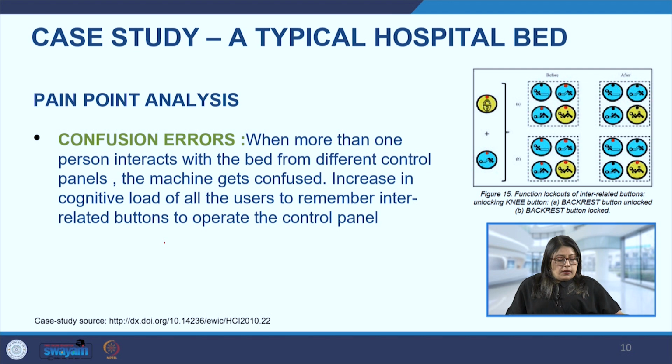In situation B, when we want to say that the backrest button is locked, we see in the before condition that all the four buttons were highlighted with the red light. But in the after situation, only the button which pertains to the backrest and the button which says whether it is locked or unlocked, only those two are highlighted, and the rest are unhighlighted. So we can see how, with the help of this simple intervention, a lot of confusion can be taken care of.